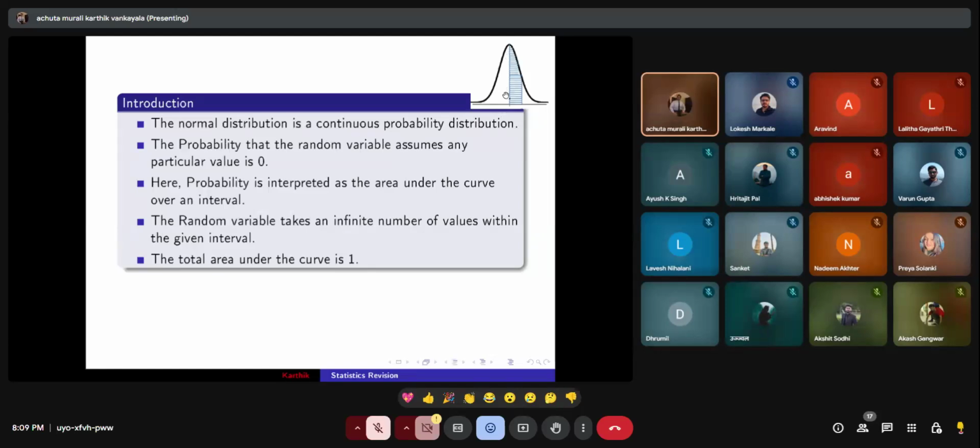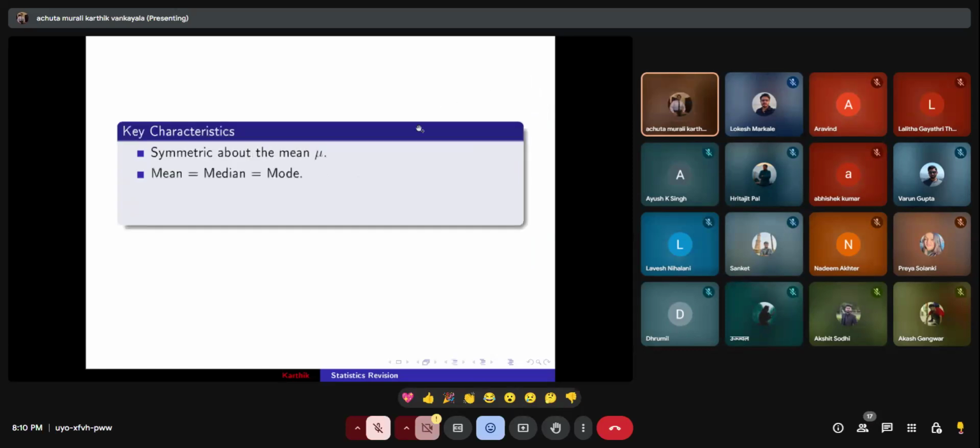Normal distribution is also called Gaussian distribution. So if somebody asks you about Gaussian distribution, you should know that it is normal distribution. For a Gaussian distribution, it is a characteristic that the mean, median, and mode are equal, and the curve is symmetric. The probability density function is symmetric about the mean. Mean equals median equals mode.